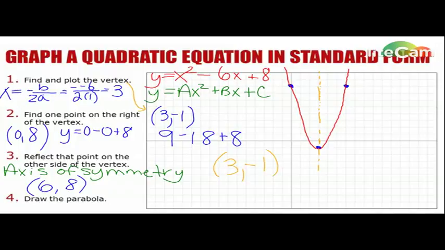Okay, let's go back and just review. We have a vertex of 3, negative 1. The 3 is the axis of symmetry. The negative 1 is the minimum.